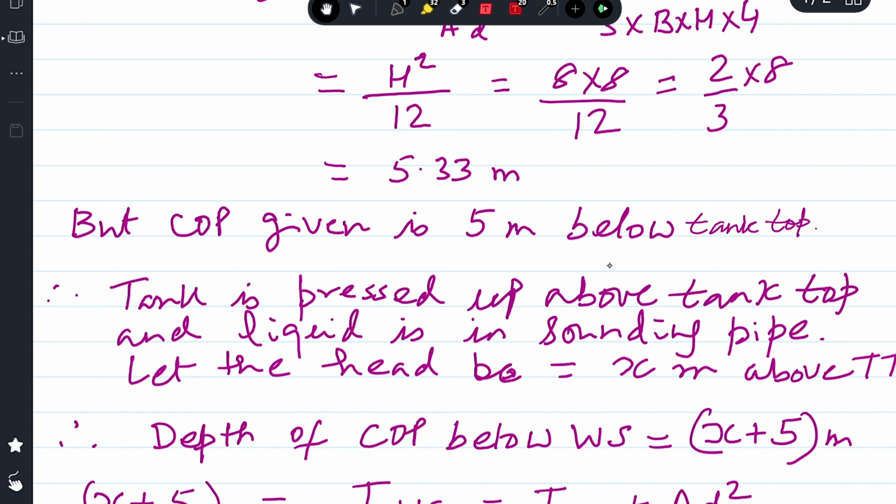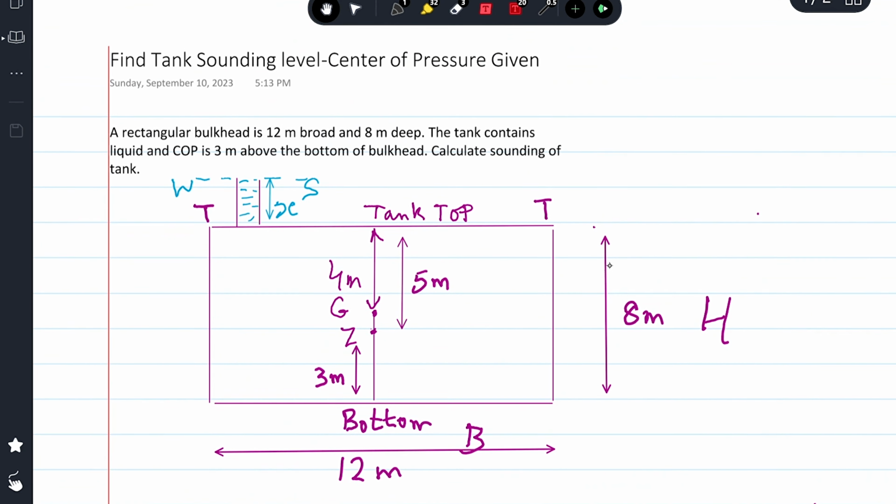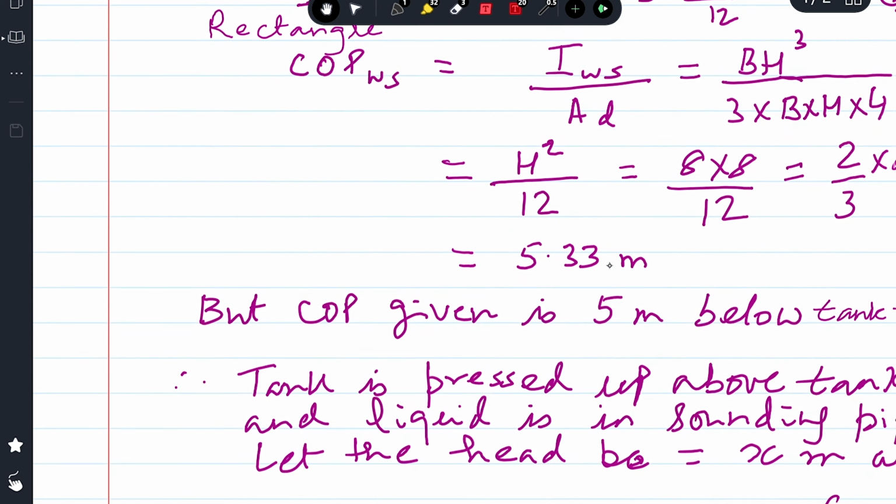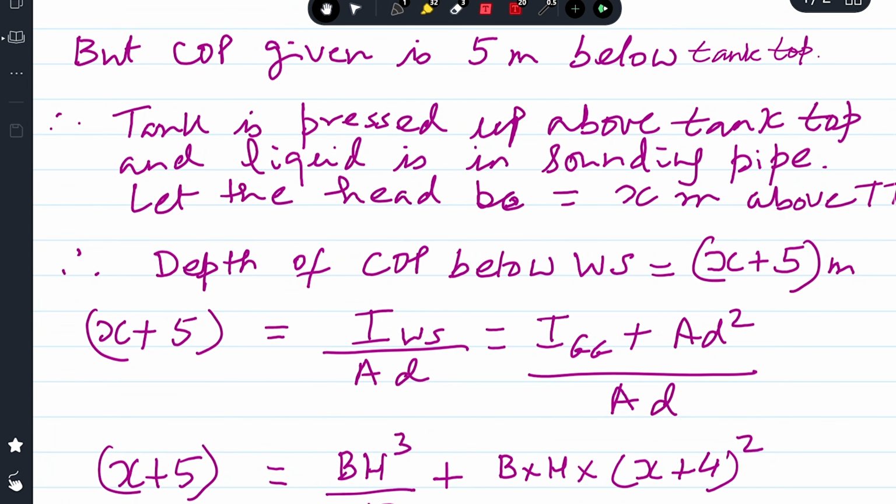So this means the liquid is pressed up above the tank top and is in the sounding pipe. When the liquid is in the sounding pipe, its level is called head. So assume that the head of the liquid is x meter above the tank top. So x is the distance between the water surface in the sounding pipe and the tank top level. It's called the head of the liquid. So let's assume this is x. Now we will find the moment of inertia and the center of pressure.